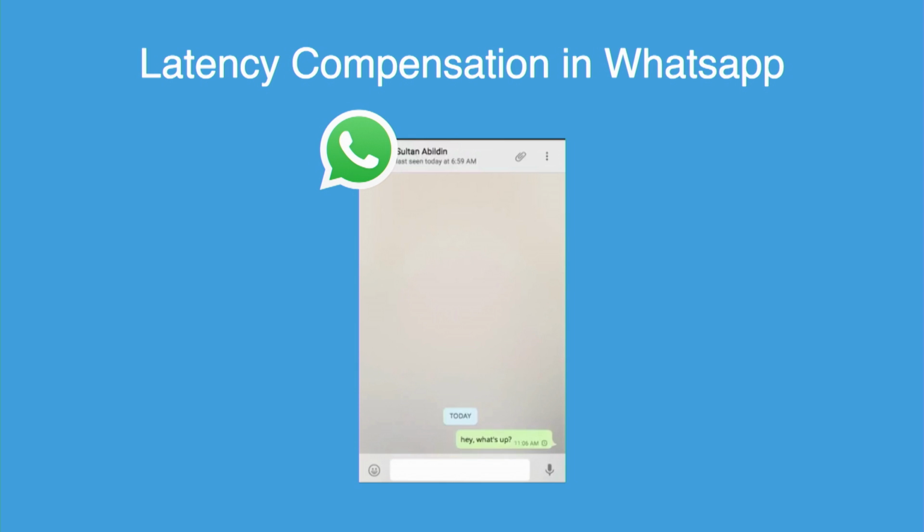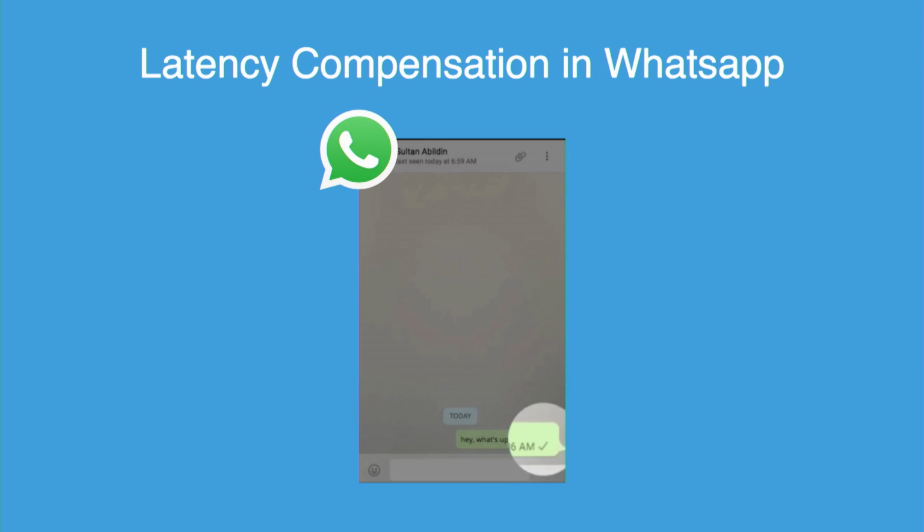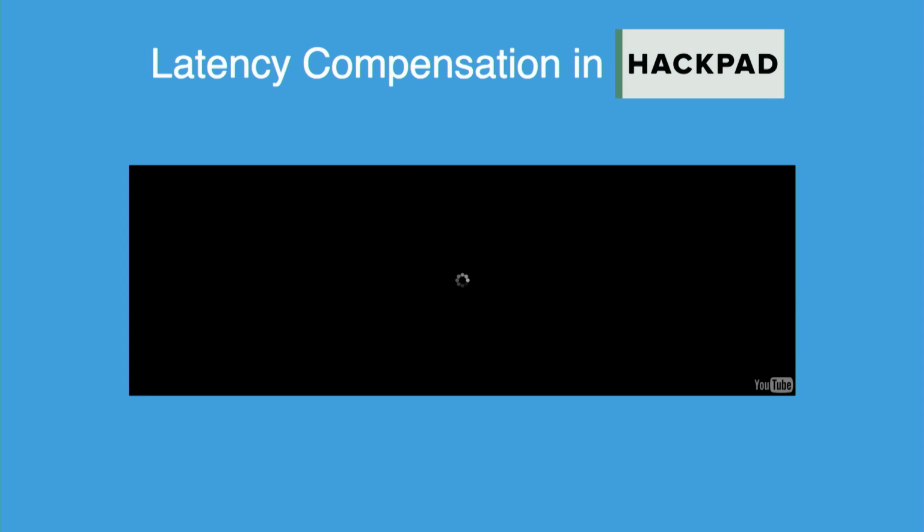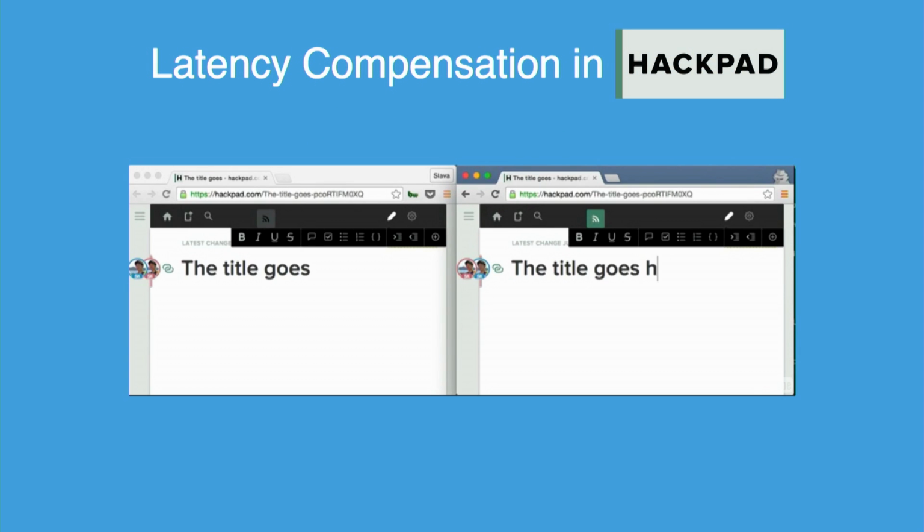So I'll just show one more time. It becomes a tick after a second. So here's another example. It's a Hackpad. It's a collaborative web app to collaborate on documents. And as you can see on the right side, I'm typing text, and it appears on the left side much slower with some latency, because I'm doing it over the internet.